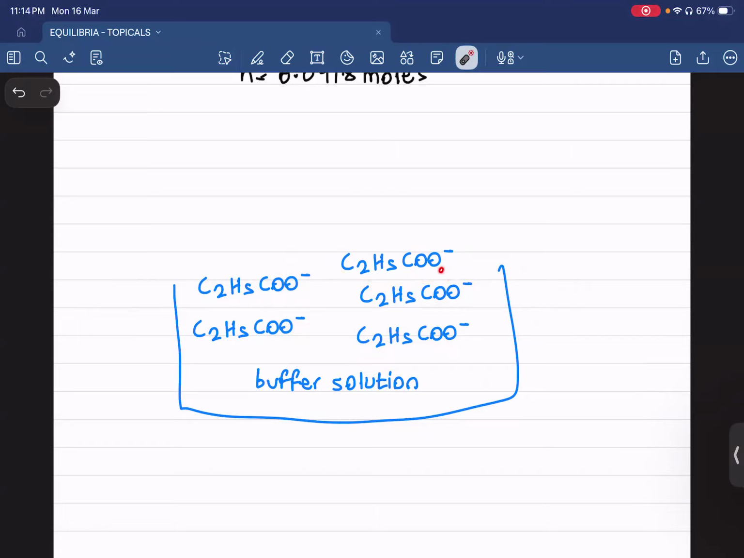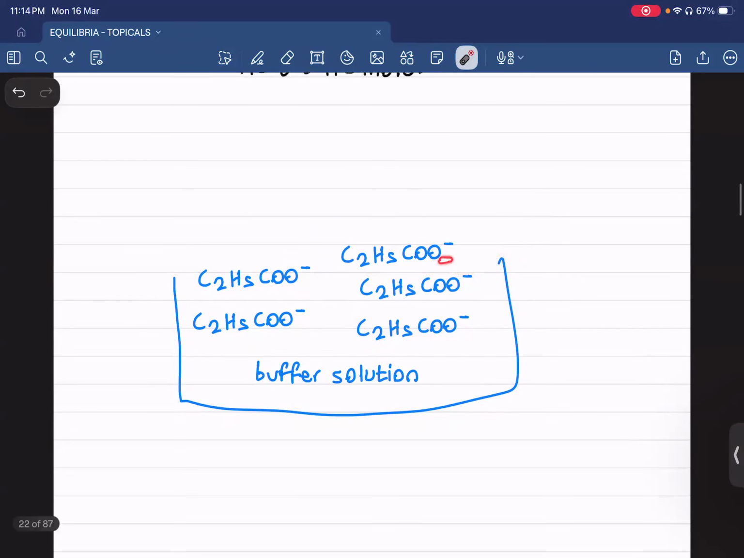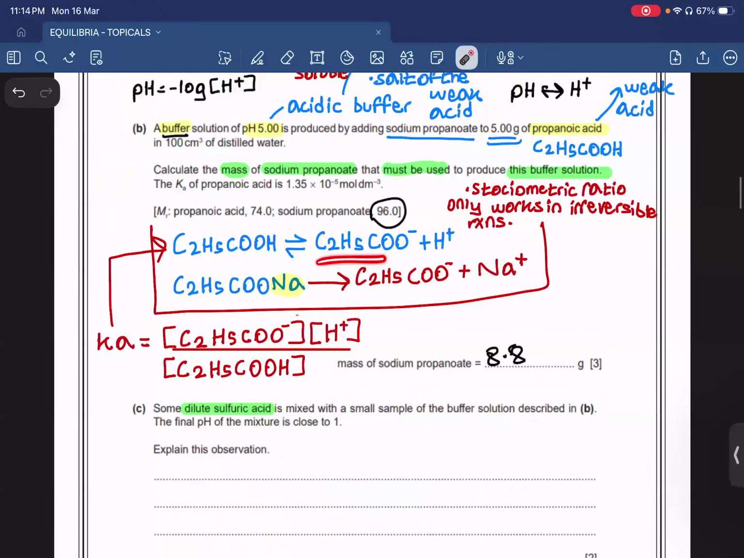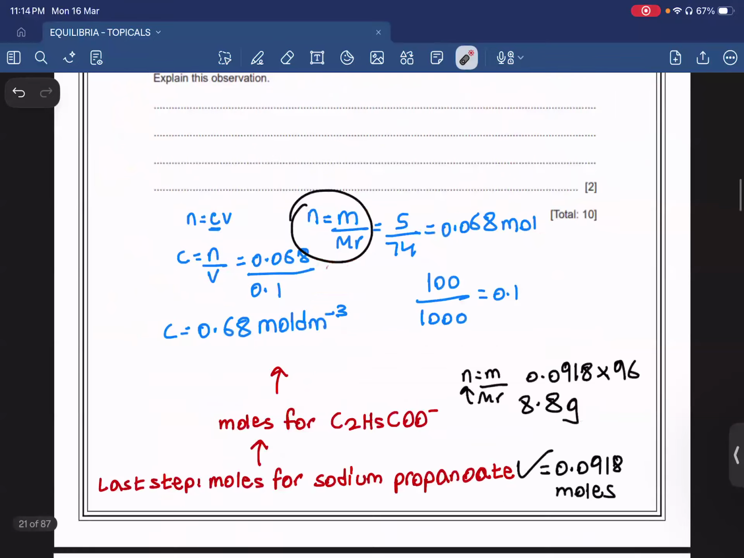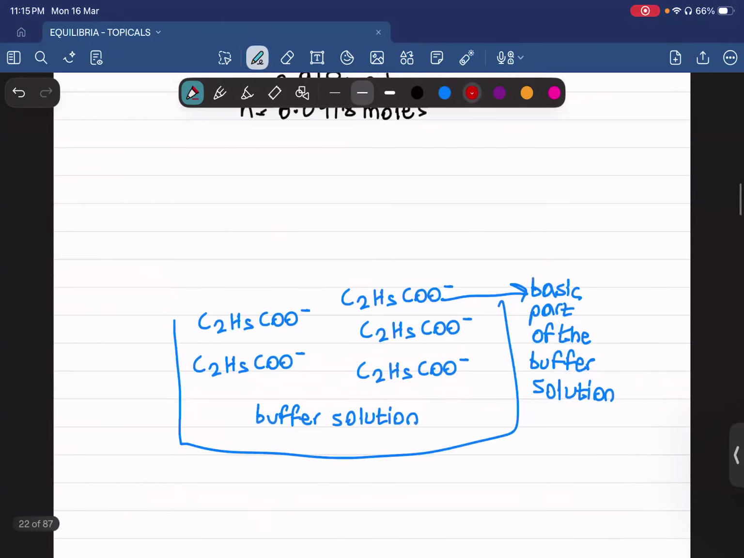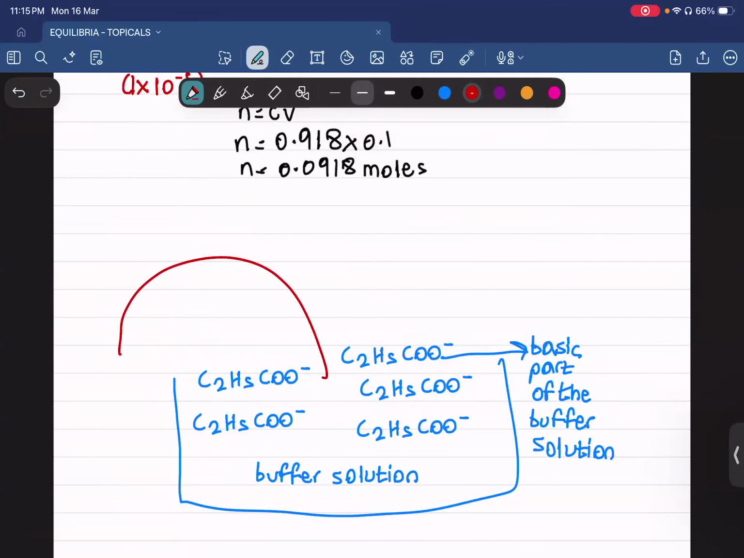Acidic are those which have an H plus ion which they can lose, which they can donate. This doesn't have one. All it's going to do is accept an H plus ion right here. So those which accept an H plus ion, they're a base. Okay, so let me write this here. This is the basic part of the buffer solution.